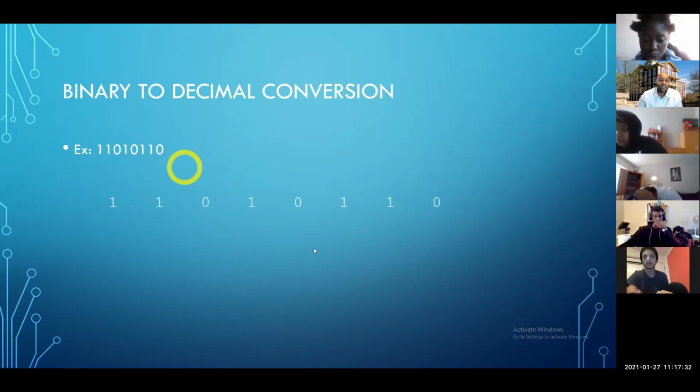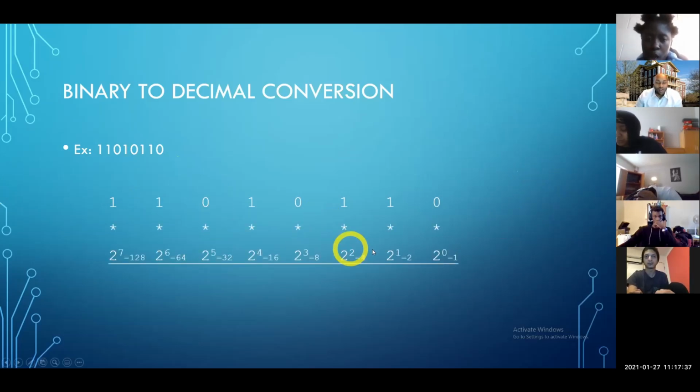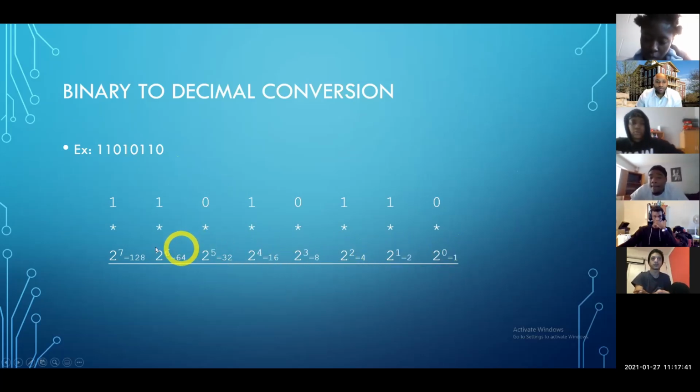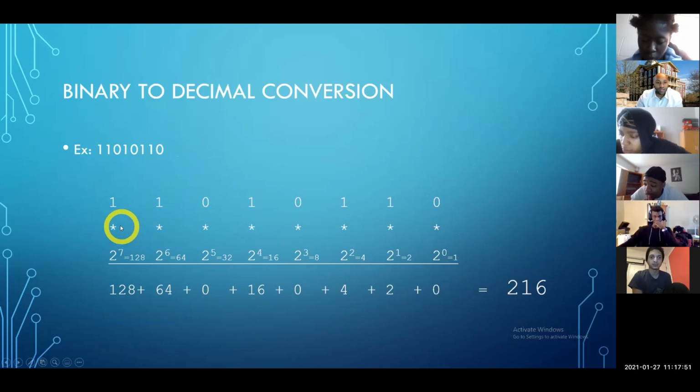So let's do this one. I've written it out. I've written out each one of these, 2 to the power 0, power 1, power 2, 3, 4, 5, 6, and 7. Again, if it's a 1, you bring it down. If it's a 0, you don't bring it down. So the 1, 128, 64, that's a 0, 16, 0, that's a 4, that's a 2, and then you add it all up. And you see our final number is 216.